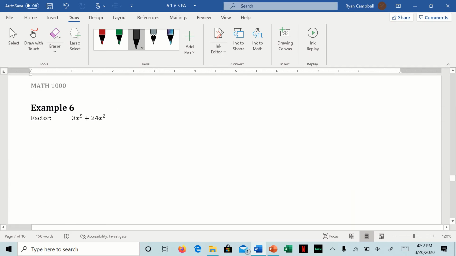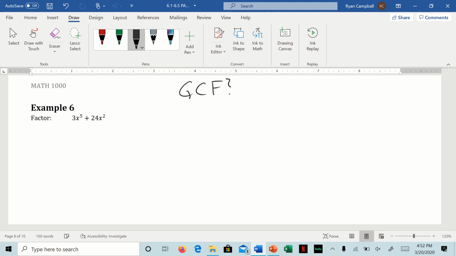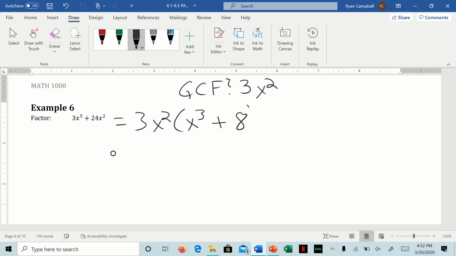Number 6. Greatest common factor. Does one exist? Oh yeah, definitely. So you can see that we get a 3 and an x squared. So if you take 3x squared out, what are we left with? Okay, an x cubed plus an 8. Okay, so now we get 2 terms, and it's a sum, so it's the only sum we know how to do. Sum of cubes, which is good because we got cubes.